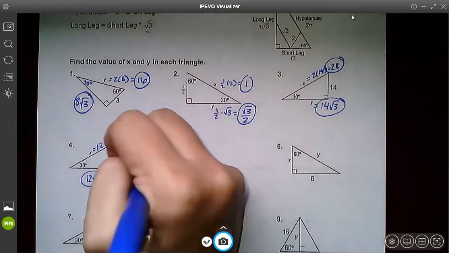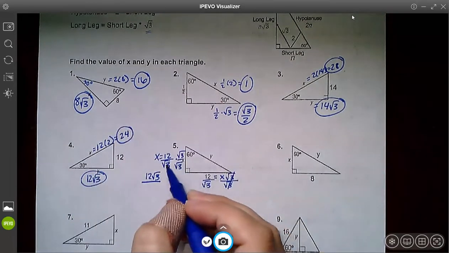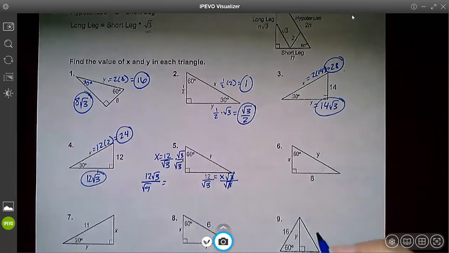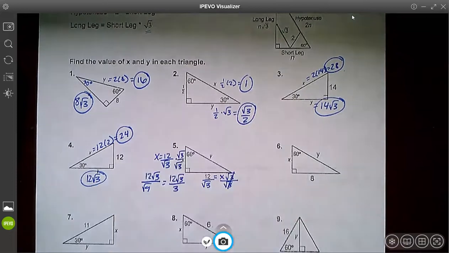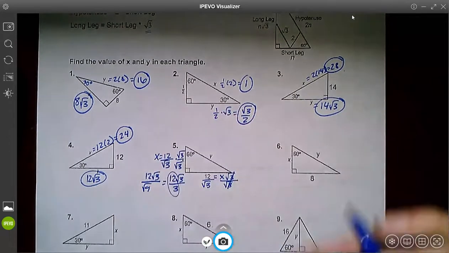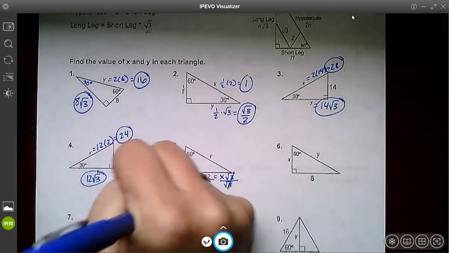So then you have 12 root 3 over the square root of 3 times the square root of 3, which is the square root of 3 times 3, which is the square root of 9. The square root of 9 is 3. Then we just simplify. 12 divided by 3 is 4. So we get x equals 4 root 3.